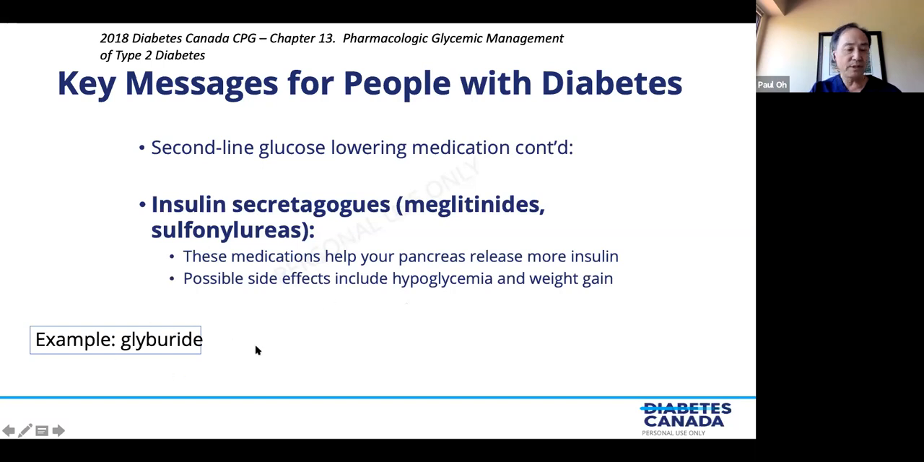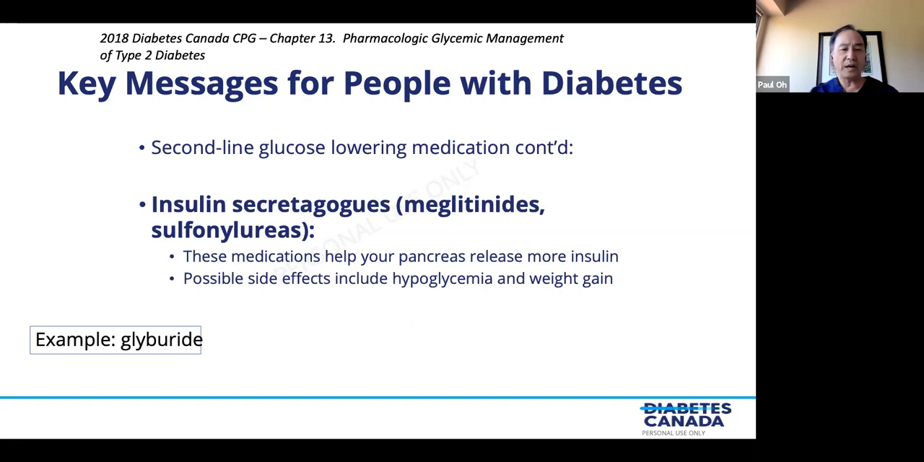A common example of this kind of medicine is called glyburide, or another one is called gliclazide. Because they are pushing more insulin in around the body, a side effect that might happen is an excessive lowering of blood sugar called hypoglycemia. And because if we have more insulin floating around, that tends to tell the body to create more tissue and fat tissue, we might actually experience some weight gain as a side effect of this.